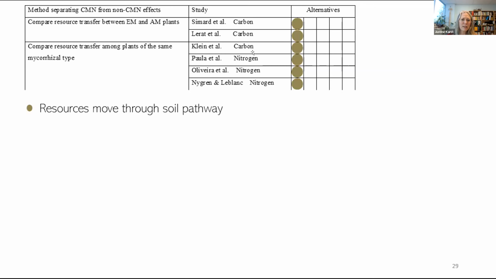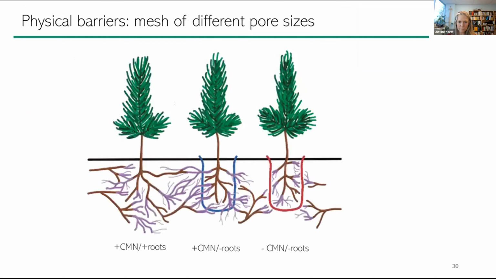And I should say that the studies presented in this table claimed that there were positive effects of the common mycorrhizal network on, say, resource transfer. So that's one way that we assess the effects of common mycorrhizal networks. With that way of using a natural barrier, we cannot assess its effect on seedling performance. We can only use it to assess resource transfer.